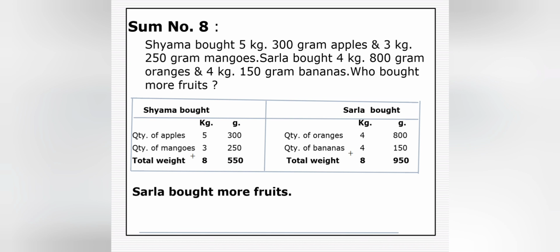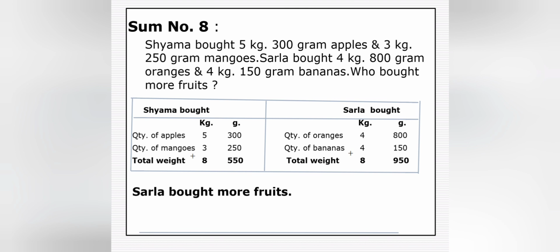Let us solve one more example. Sum number 8. Shyama bought 5 kg 300 gram apples and 3 kg 250 gram of mangoes. Sarla bought 4 kg 800 gram oranges and 4 kg 150 gram of bananas. Who has bought more fruits? Children, I believe that you can definitely solve this example on your own.